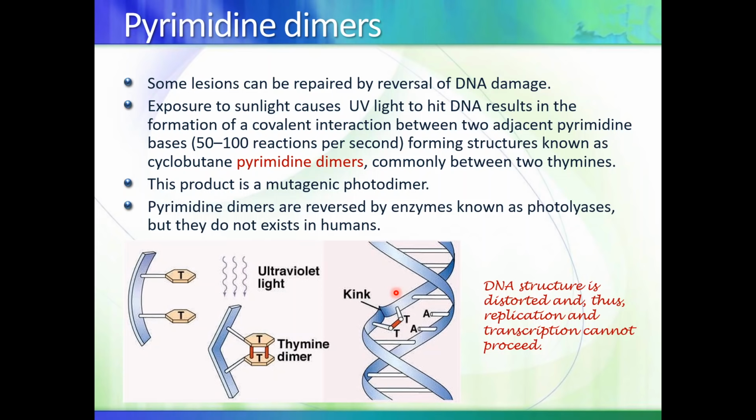But luckily, not in humans, but actually in bacteria and other organisms, but not in placental mammals like humans and animals, we don't have this mechanism. And the mechanism basically is that there is an enzyme known as photolyase. So what photolyase does is that it lyses, it removes the dimers, the covalent links between the thymines, reversing the thymine dimers into normal thymines.